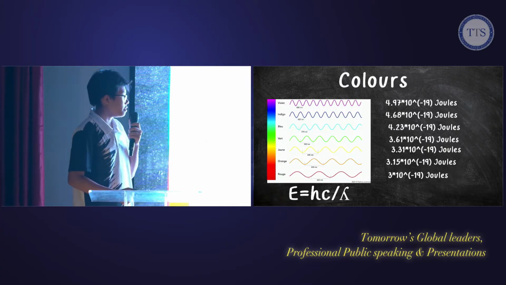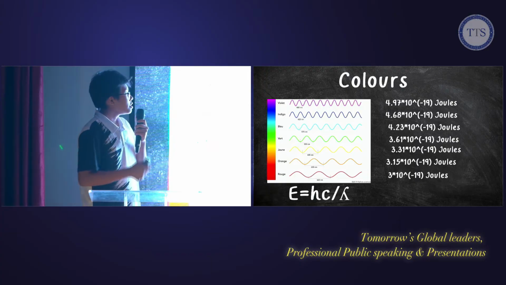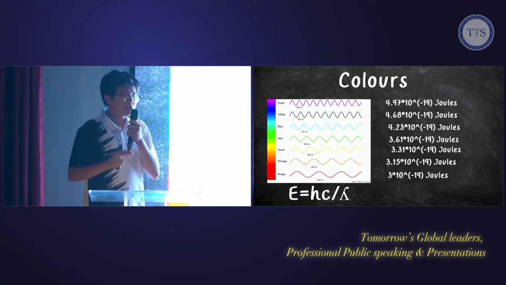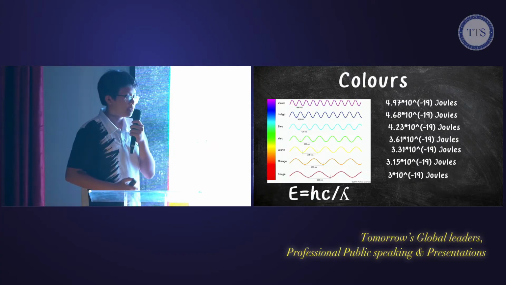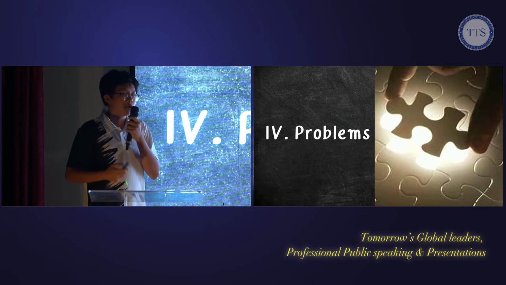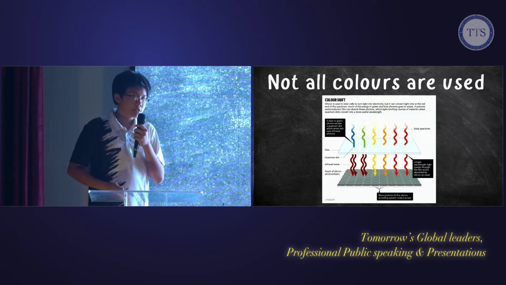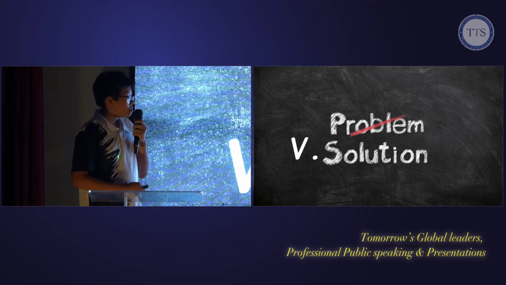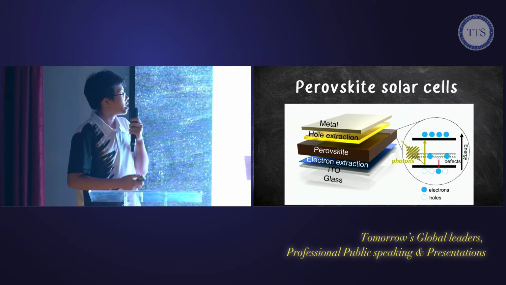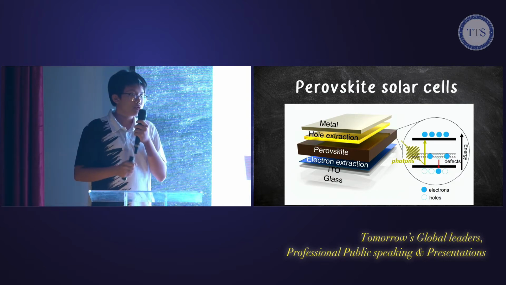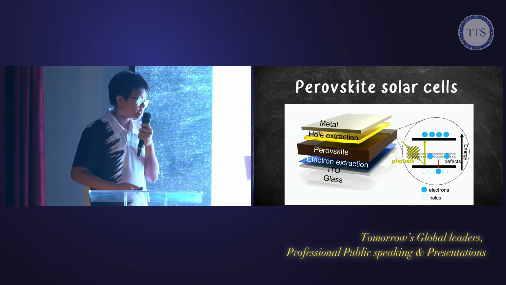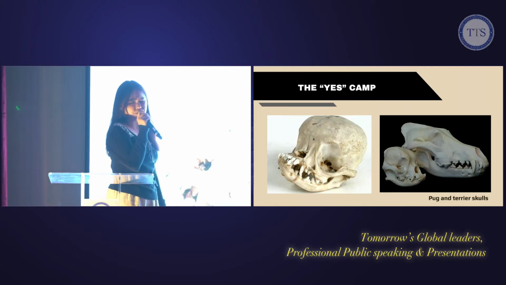So based on my calculations on the formula, we can see that there is a minor difference in energy level of these color wavelengths. So that leads us to our problem. Solar panels do not absorb all color wavelengths. So our solution right now is to use perovskite solar cells because they can absorb a wider range of color wavelengths. But why is this called a disaster?